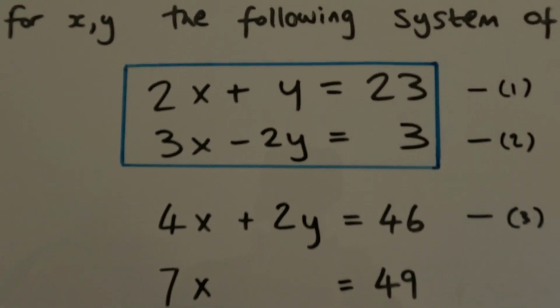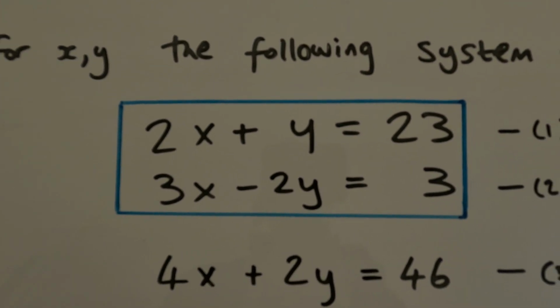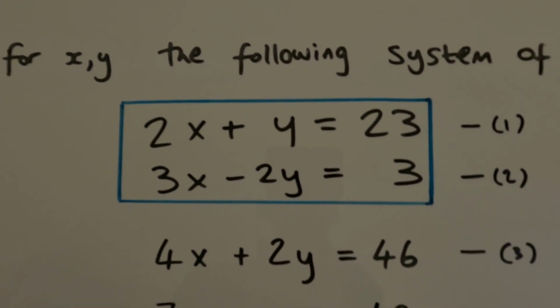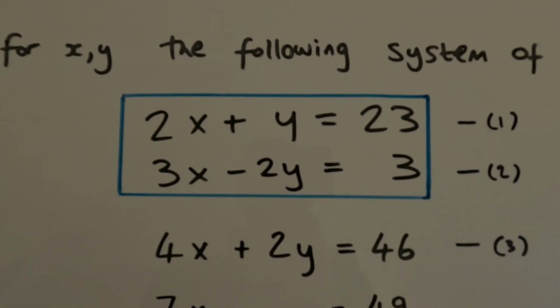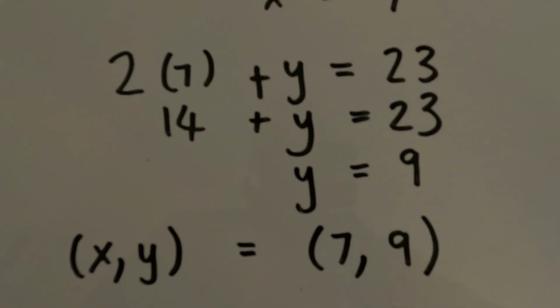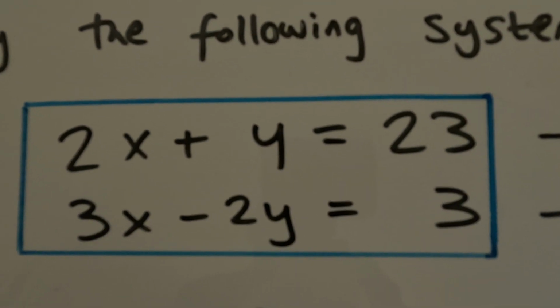And the reason for that, another way to think about it, is if you drew it on a graph, imagine you drew a graph. It's basically two straight lines. And what you're doing when you solve it simultaneously is finding the point of intersection. So that is the point of intersection, 7, 9, if you were to draw these on a graph.